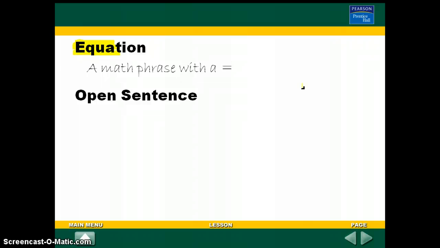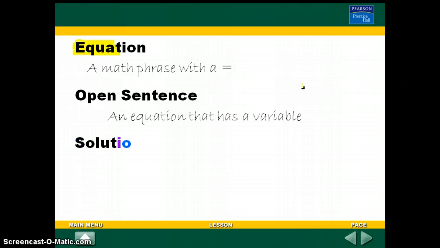Now that's a little different from an open sentence. An equation could be just numbers, but an open sentence is specifically an equation, so it has an equal sign, but it has a variable. So we call it open because there could be a lot of different options. Really the answer is open. We don't know what the answer is. Now we might be trying to find it, but nonetheless, when you start, it has something that's open to be more than one thing.